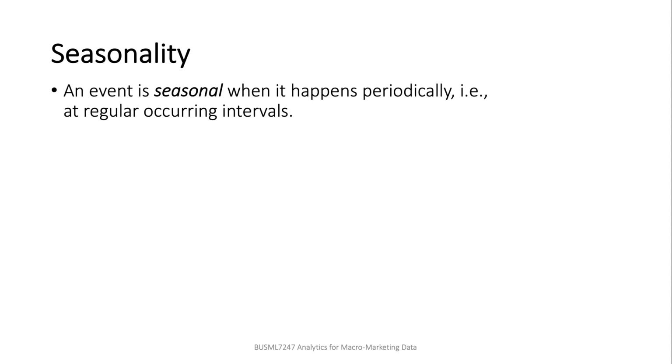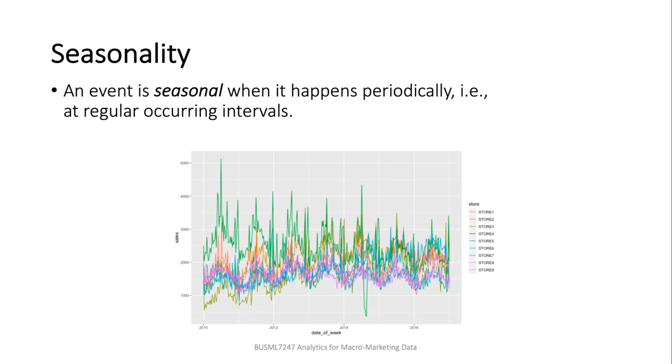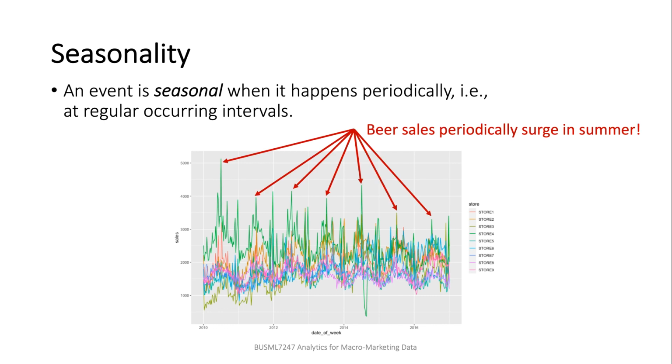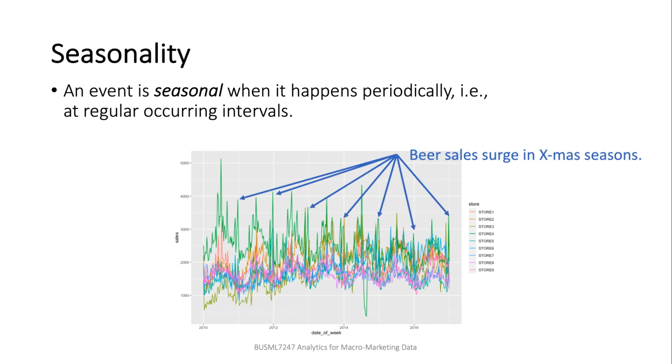The concept of the fixed effect is useful to control for seasonality. Seasonality is defined as follows. An event is seasonal when it happens periodically, that is, at regular occurring intervals. For example, this is beer sales data across 9 different stores. There are many differences in the sales between the stores, but the overall trend is very similar, and several periodical events were found. In summer, beer sales periodically surge, like these points. Also, we found that beer sales surge in the Christmas season too.